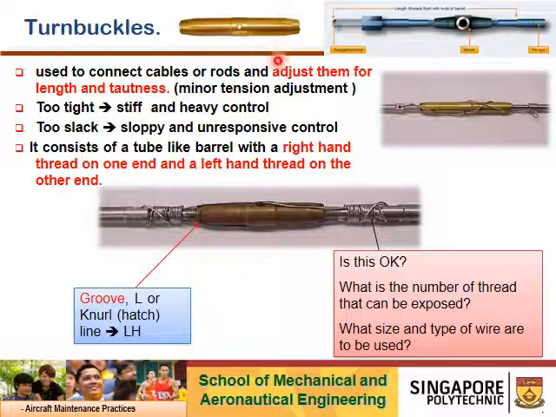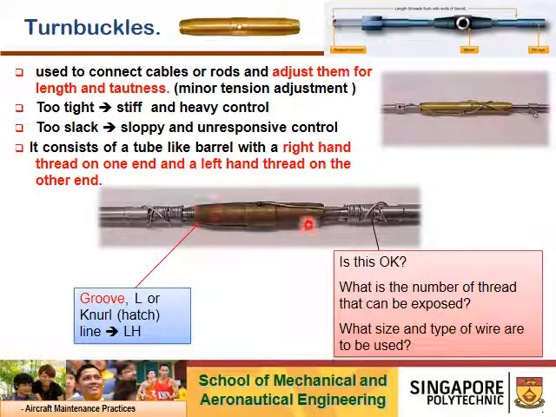Very simple. If you look at this picture, this is a turnbuckle barrel. This is the end fitting. So it's threaded. So the barrel is a female threaded part. Okay, so you can see there is a line here on the barrel.